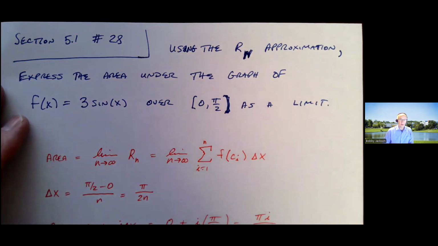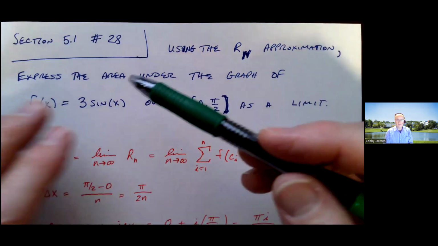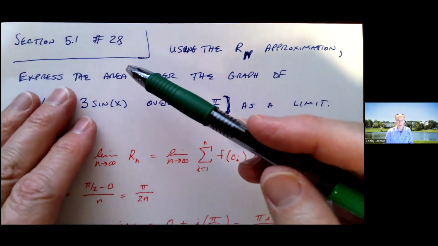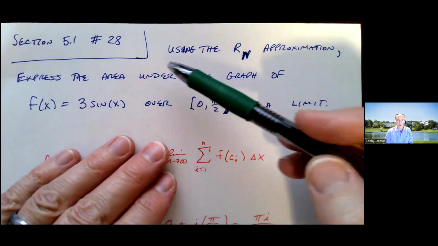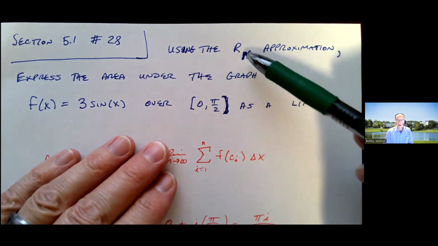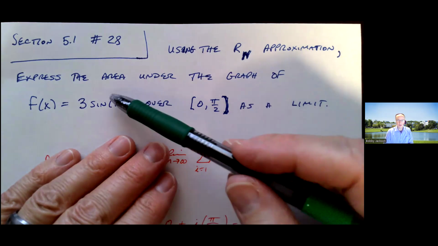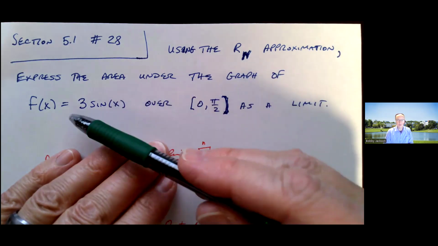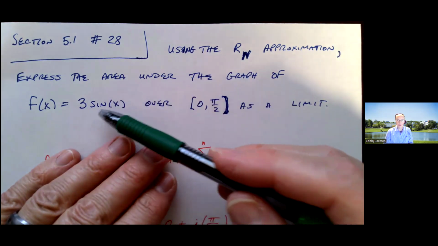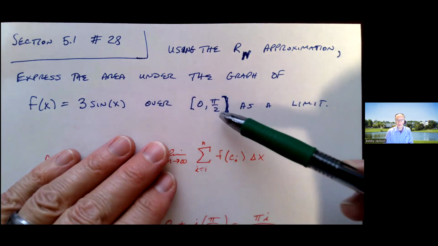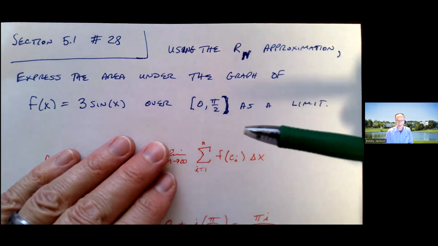Hey everyone, let's take a look at number 28 in section 5.1. I think this is the last one in this section. We're going to use R sub n, the right approximations, to express the area under the graph of this function, 3 times the sine of x, over this interval from 0 to pi over 2, as a limit.